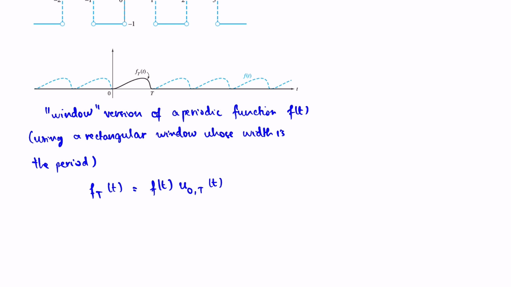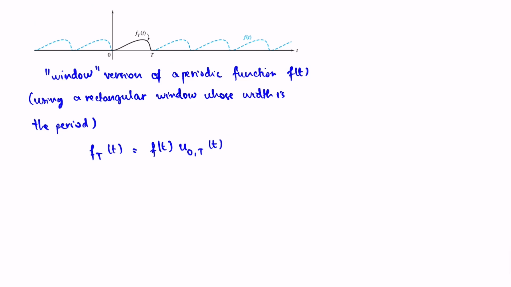All right, so f sub capital T of t is defined to be f of t times u sub 0 comma T of t. This is the window function u sub 0 comma T of t. It can be written as the unit step function and the shifted unit step function as follows. So this is equal to f of t times u of t minus u of t minus capital T.